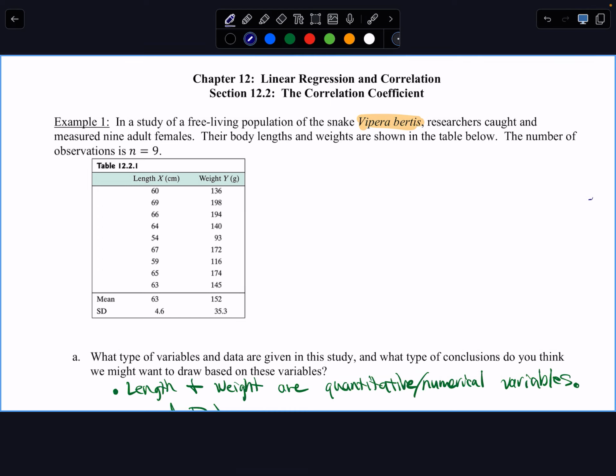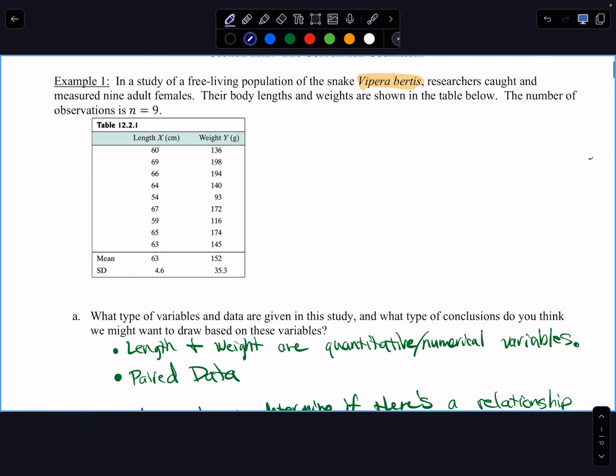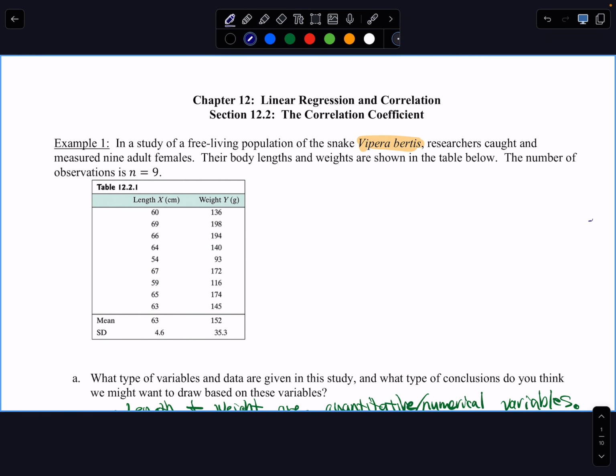Let's get started. Remember, we finished chapter 10 last time, where we were doing all that categorical data analysis. So remember all of those tests, but we started chapter 12 last class, where we started talking about correlation, relationships between two quantitative variables.